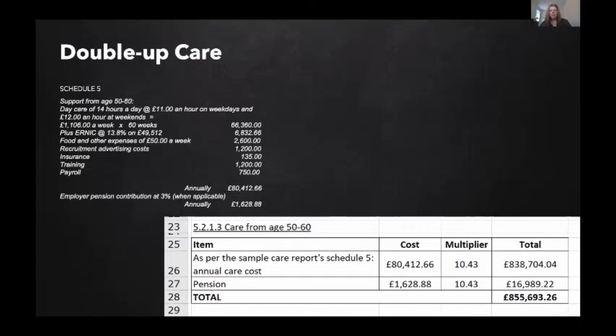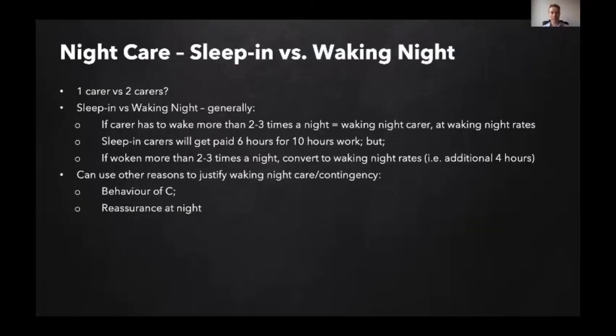For the sake of brevity, I just did one row in this example for the whole annual cost, when in reality, in my actual schedule, I would itemise it all as I have done in previous examples. So that's considered all of Penny's needs up until she turns 60. But after that point, she's going to start needing care at night.